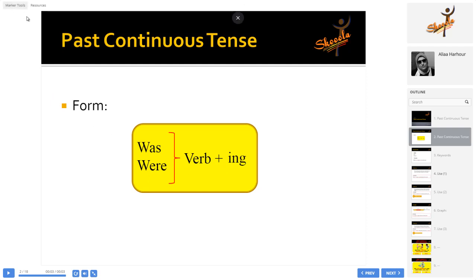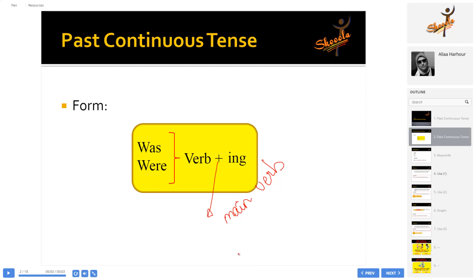Then I have a main verb. What do I mean by a main verb? A main verb is the verb that gives the meaning. This is the verb plus ing. What do I mean again by a main verb? A verb that gives the meaning.